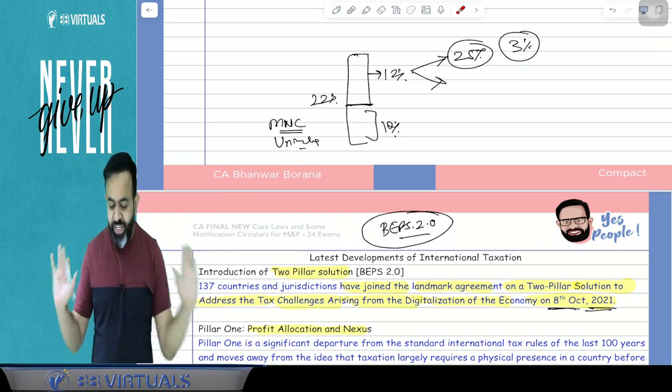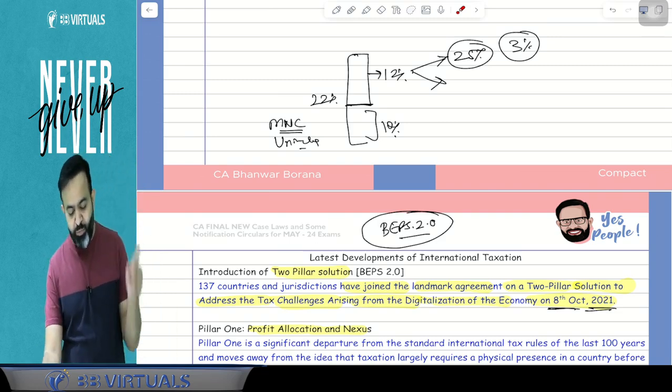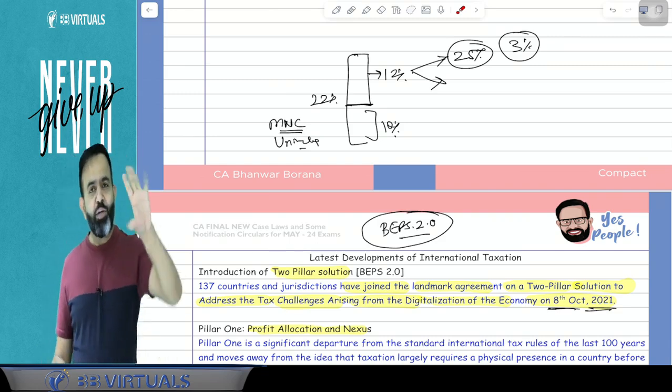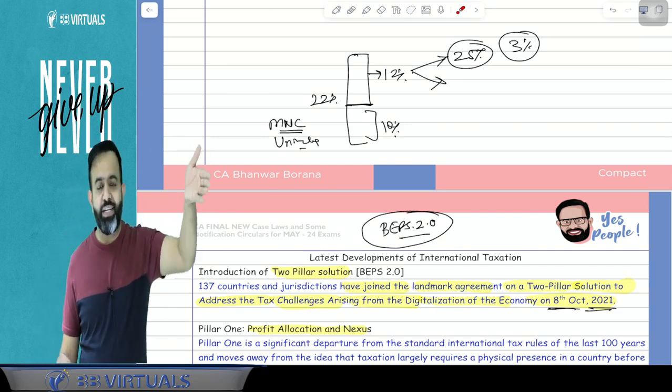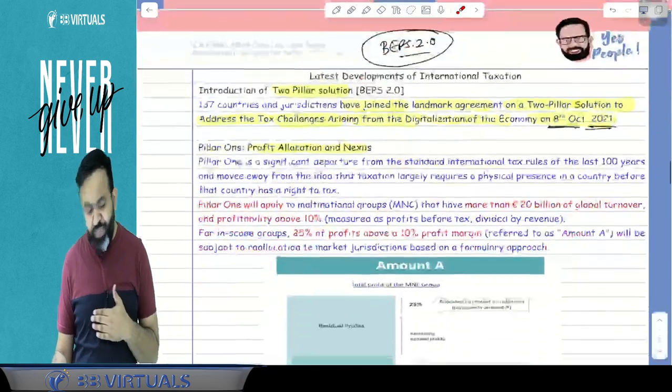So this is basically your BEPS 2.0 plan and Pillar number 1. And Pillar number 1 is basically profit allocation and nexus. Even if your physical presence is not in those countries, then also your profit will be allocated to those countries on the basis of the nexus rule.